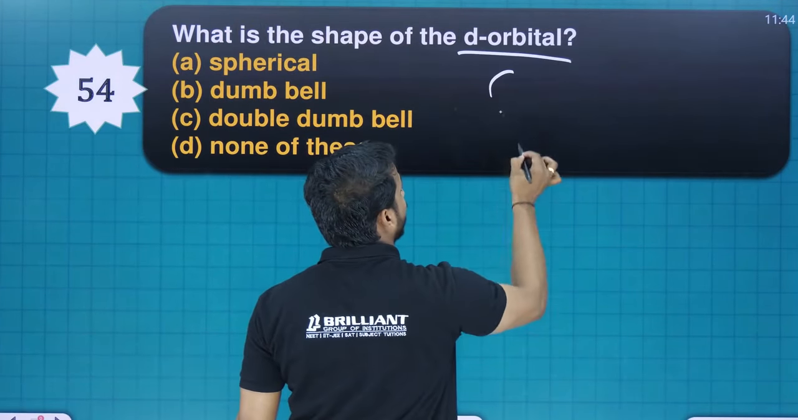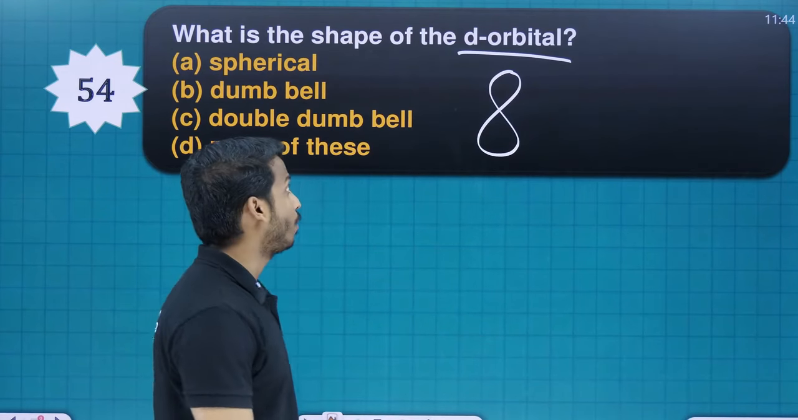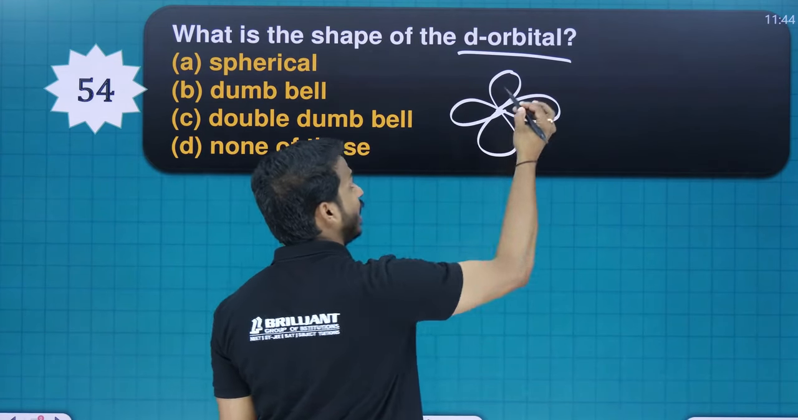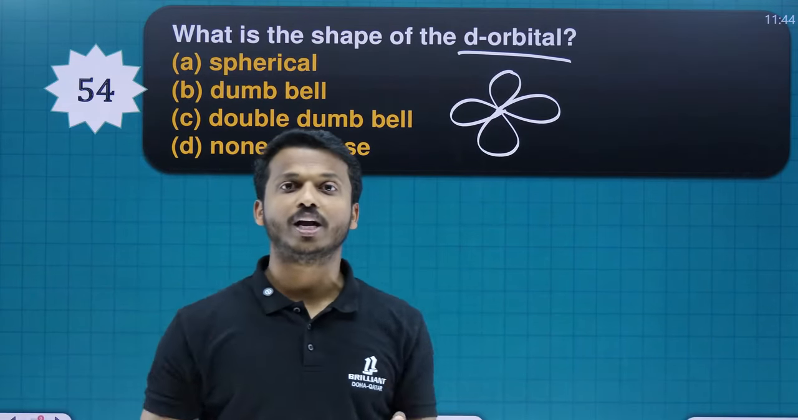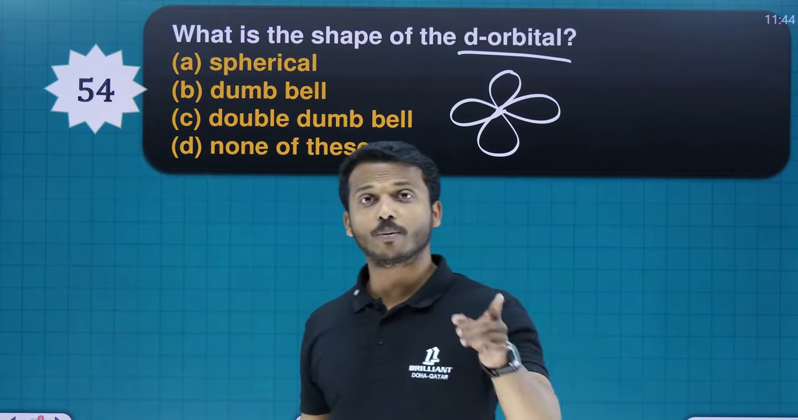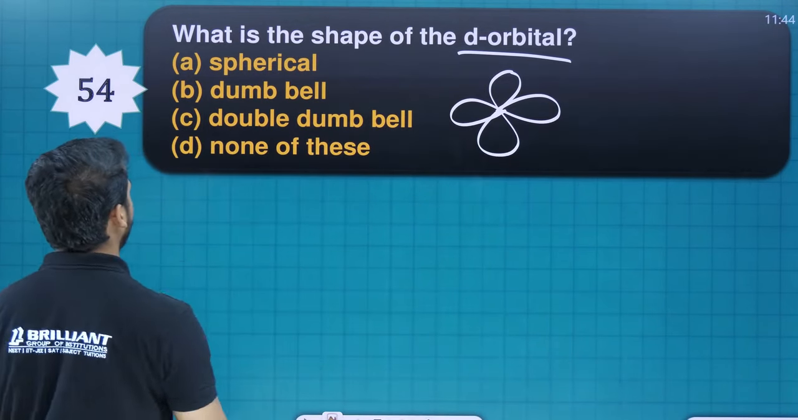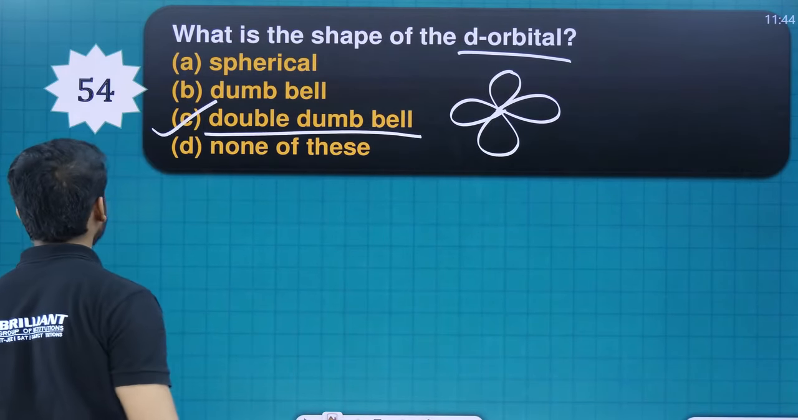What is the shape of d orbital? The d orbital is dumbbell shape, right? Which dumbbell? Double dumbbell shape, right? So s orbital is spherical shape, p orbital is dumbbell shape, d orbital is double dumbbell in shape.